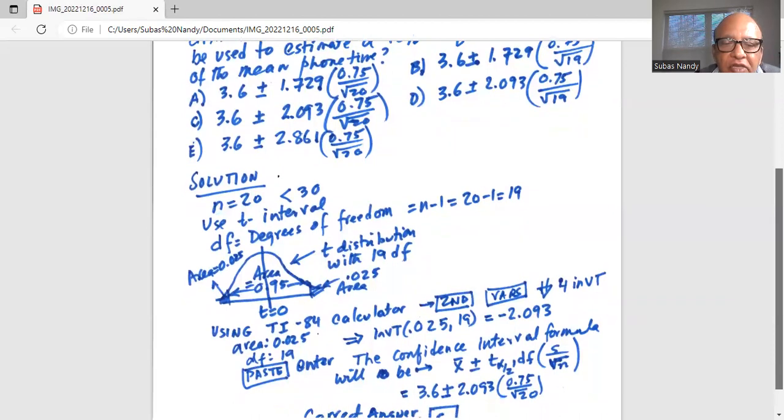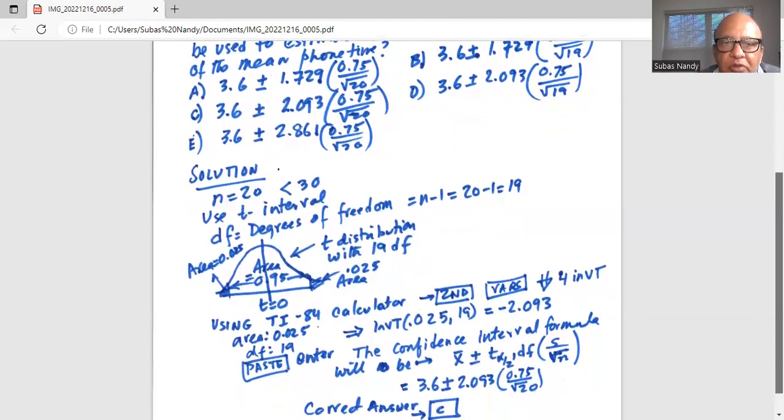Hence, the confidence interval formula will be the sample mean x bar plus or minus t alpha by 2. Remember, alpha is your level of significance, which is 1 minus the confidence level. Here, the confidence level is 0.95, so alpha is 0.05 and alpha by 2 is 0.025. And the degrees of freedom, as I already know, is 19, multiplied by the standard error of the mean, which in this case is the sample standard deviation divided by the square root of n.